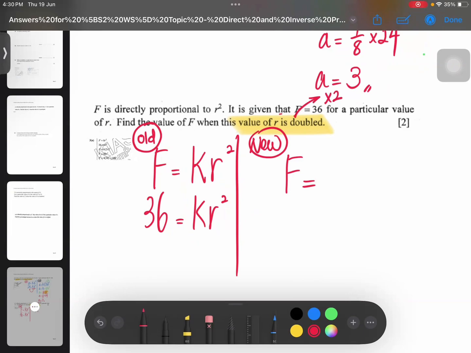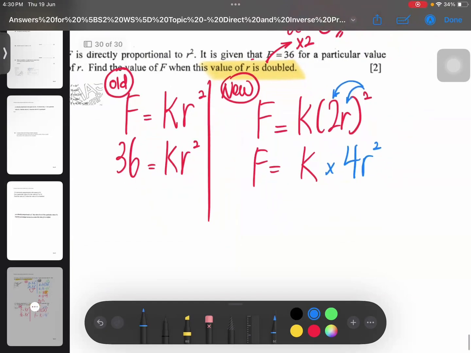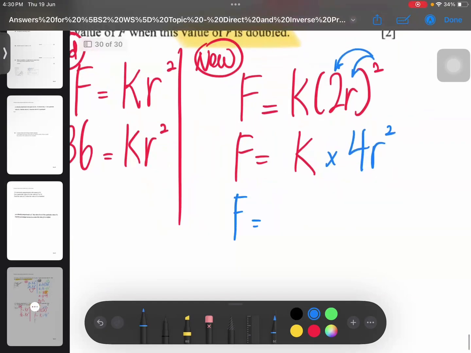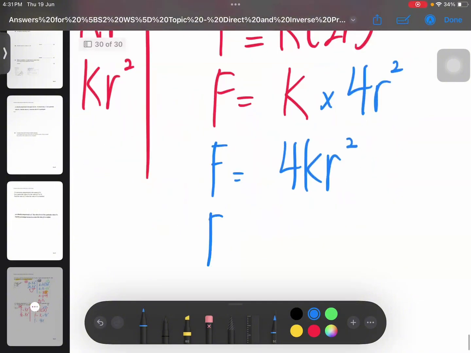Can you understand or not? Right? K bracket 2R to the power of 2. Can you understand? F is equals to K. What happens to my square? My square spills into everything, right? Times 4R squared. Am I making sense? All right, F is equals to what? 4KR squared. Are you understanding? And I want to find my new F. Agree or disagree?